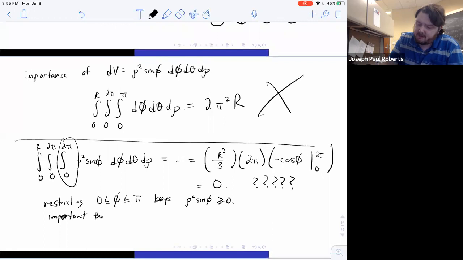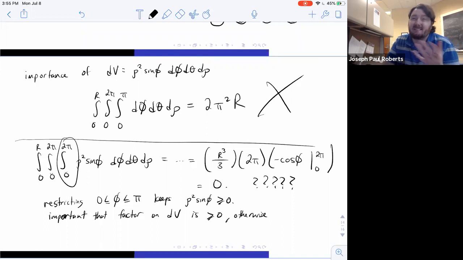It's important that the factor on dV is greater than or equal to 0. Otherwise, you could get negative volumes. Sometimes you might think negative volume is okay if it's below the axis, but that's when you're doing a double integral and calculating signed volume. For something like this, where we're doing the triple integral of dV, we don't want that to ever be negative, otherwise we could get silly things happening. This is just the volume of our region, no matter where that volume is. We never want it to be negative in this context.